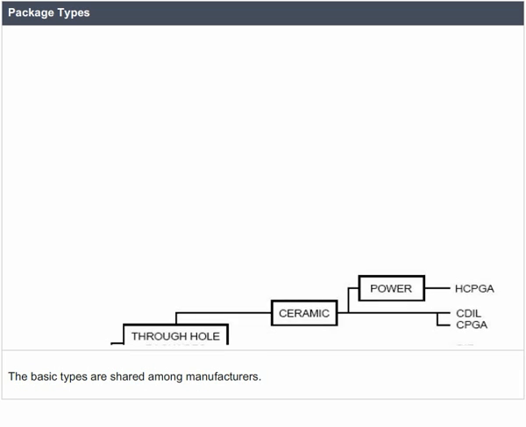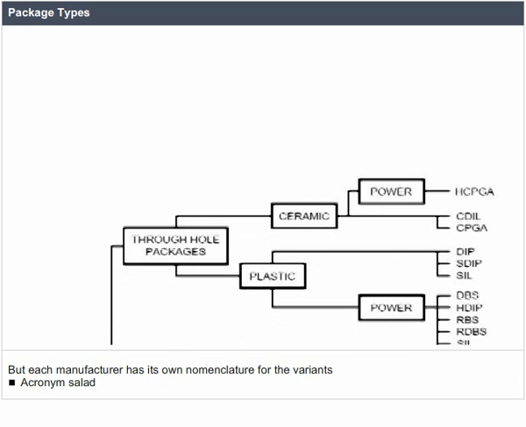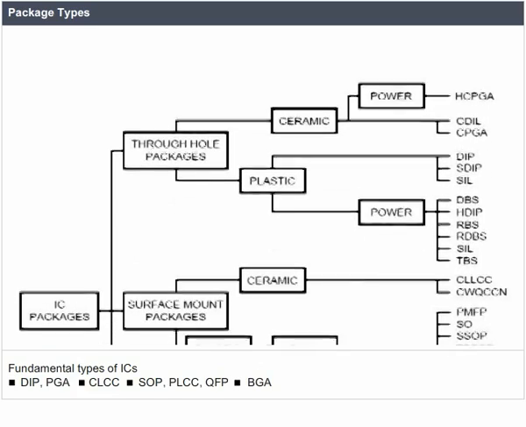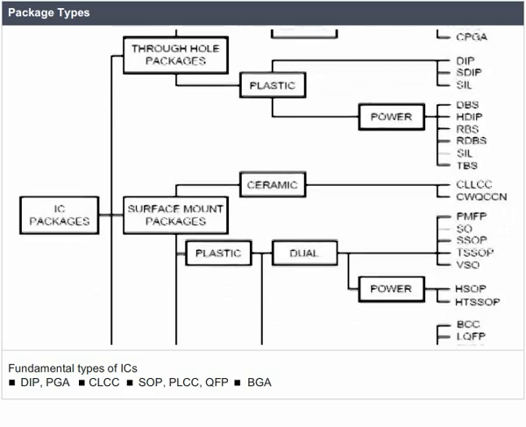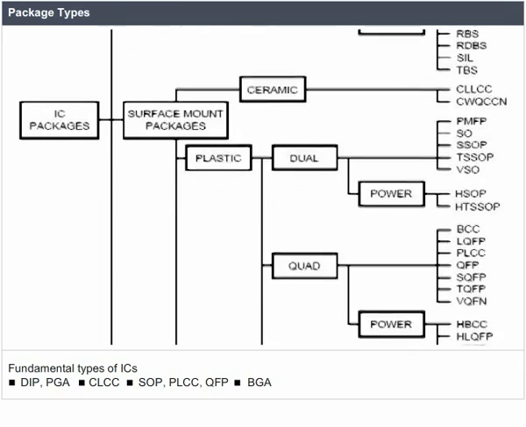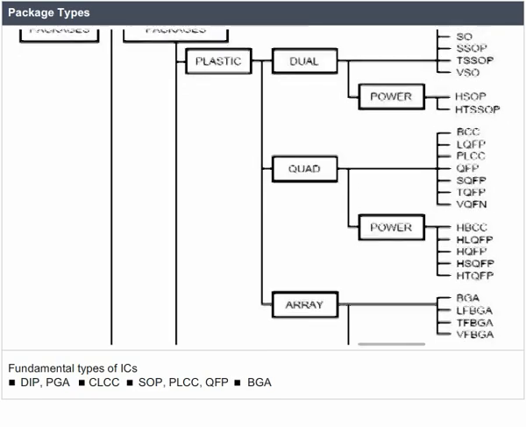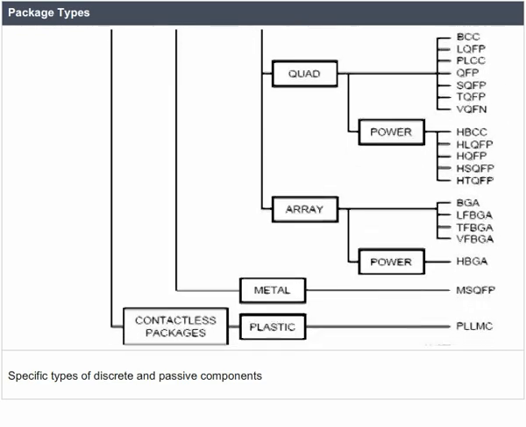Package types. The basic types are shared among manufacturers, but each manufacturer has its own nomenclature for the variants, an acronym salad. Fundamental types of integrated circuits: DIP, PGA, CLCC, SOP, PLCC, QFP, BGA. Specific types of discrete and passive components.